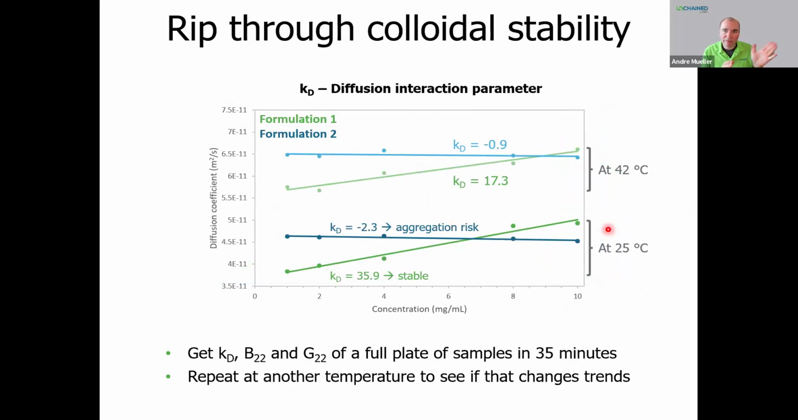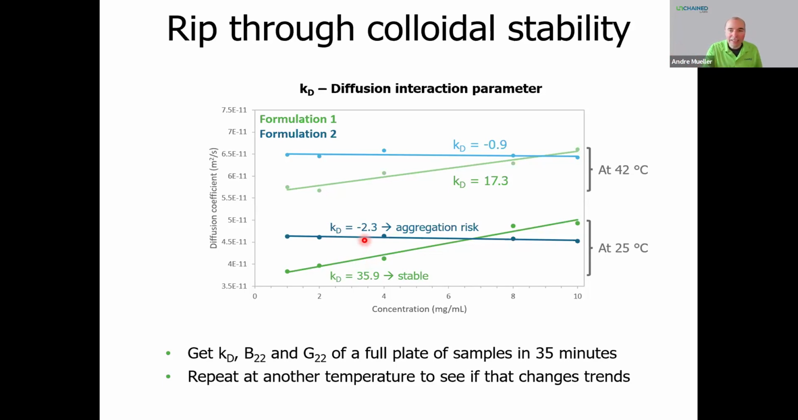Colloidal stability, I touched on this at the very early stages. Colloidal stability is a predictor of how a sample will behave over longer periods of time. We're looking at the light scattering behavior of a sample in a temperature, in a concentration series. And what we look for is really positive slopes. So the KD, the diffusion interaction parameter, if that is a positive value, as it is here in formulation green, that indicates that the sample is self-interacting repulsively and is stable over longer periods of time. In formulation blue, we have a slightly negative KD, which indicates attractive interaction, which would mean the sample would aggregate, and then potentially precipitate and not be as stable as it is in formulation 1 in green here.